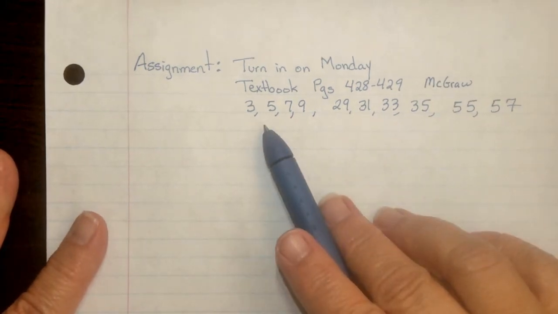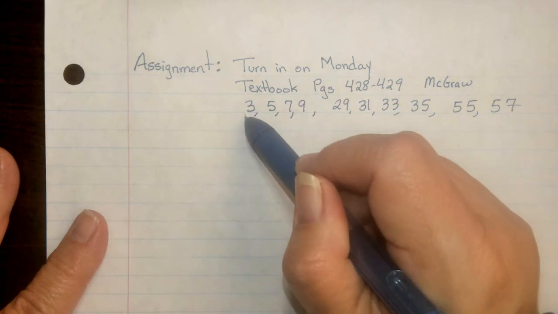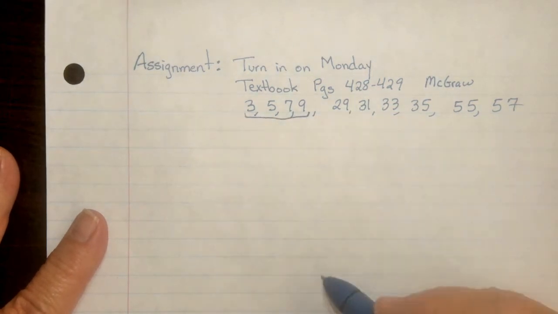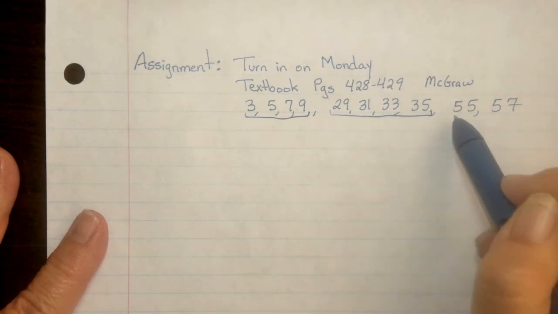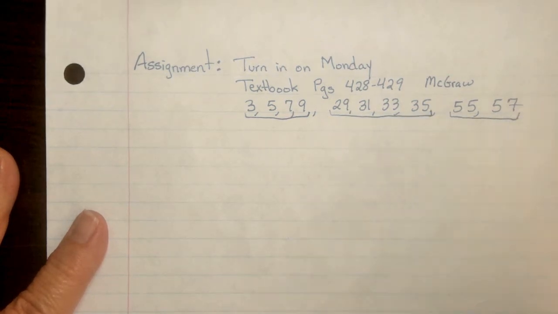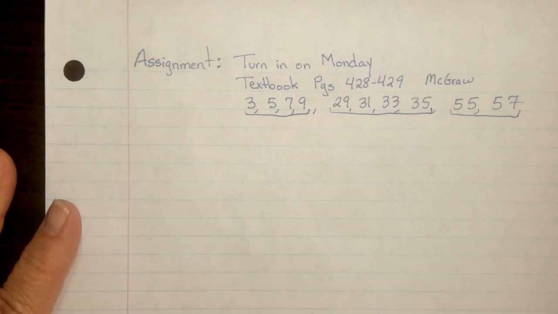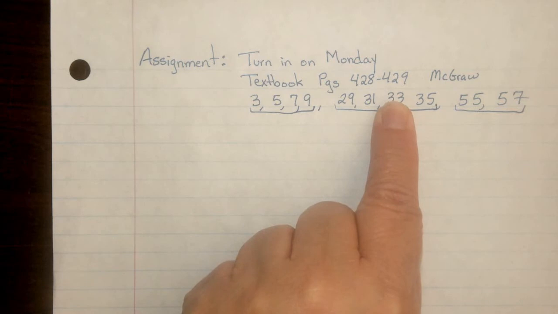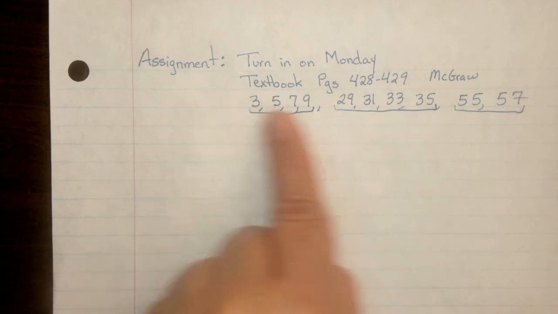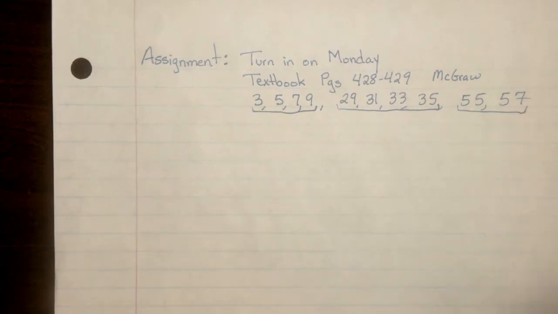And you've got 10 problems. 3 through 9 are the same directions. Then 29 through 35 are different directions. And then these 2 are with a graph. All right. So I'm going to do one like this and one like this with you right now in your notebook. Then you'll have those to refer to do your assignment.